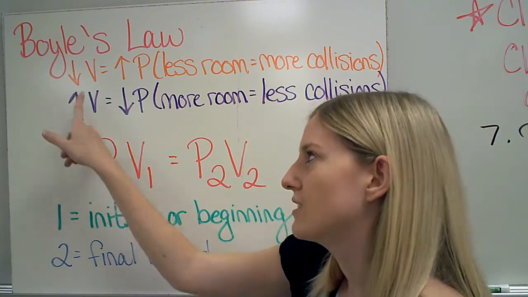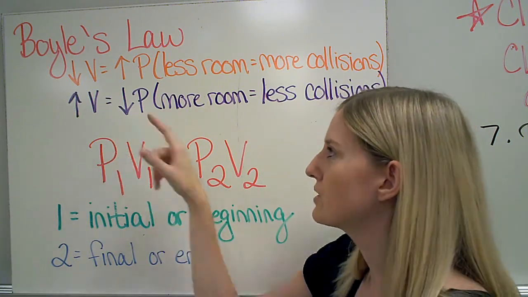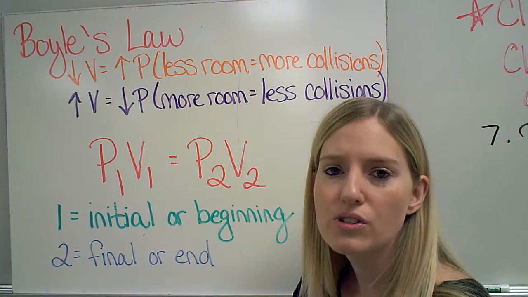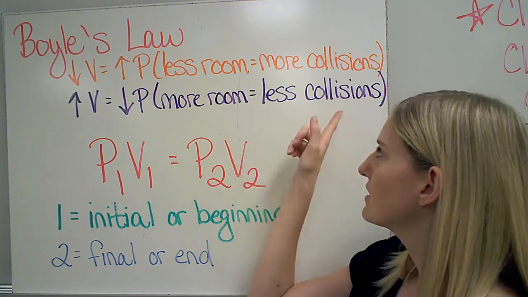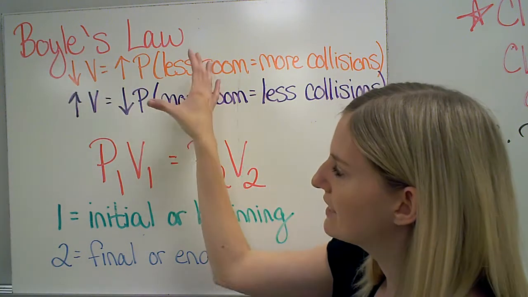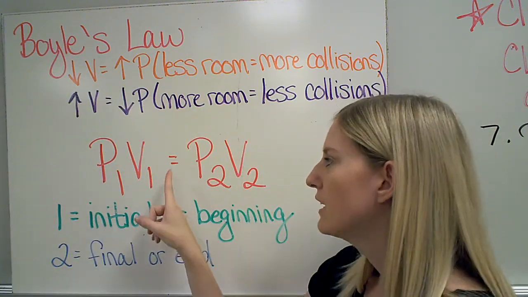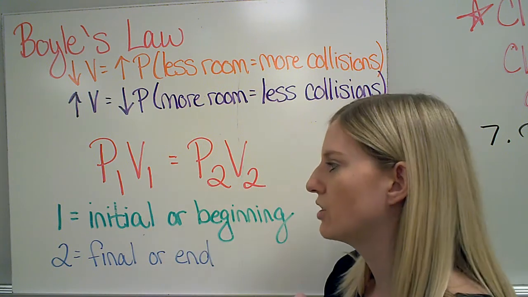If I increase the volume, or put it into a larger container, I'm going to decrease the pressure because there's more room for the particles to move around. There will be less collisions, which means less pressure. I can put this idea into an equation, which is P1 times V1 equals P2 times V2.